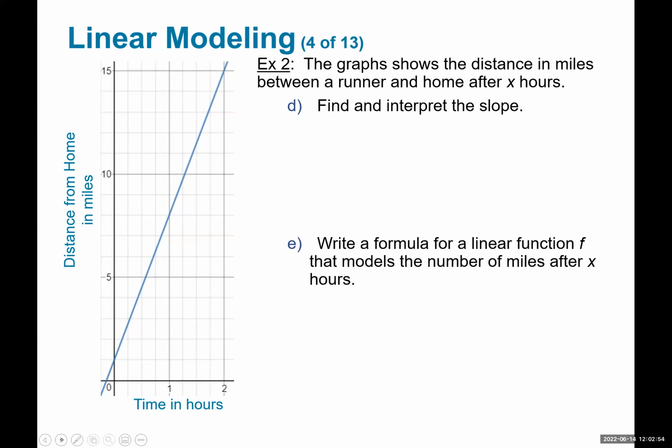Continue with the same example. It says, find and interpret the slope. So to find the slope, we just find 2 points on this graph. So I would say 0, 1, and 1.8. And we can find the slope that way to say there was an increase in 7 miles over 1 hour.